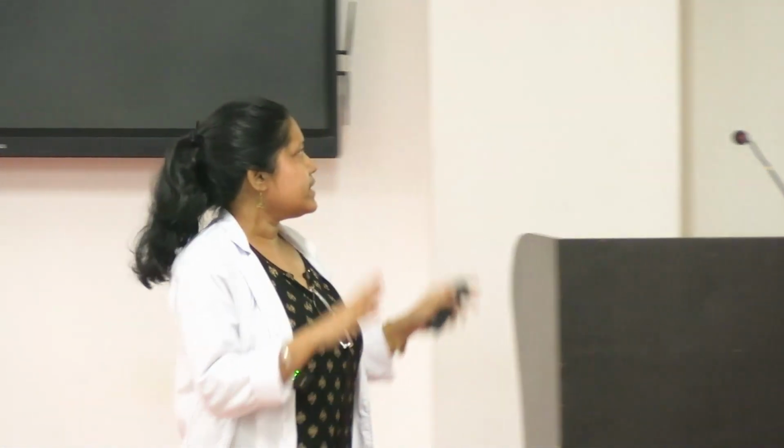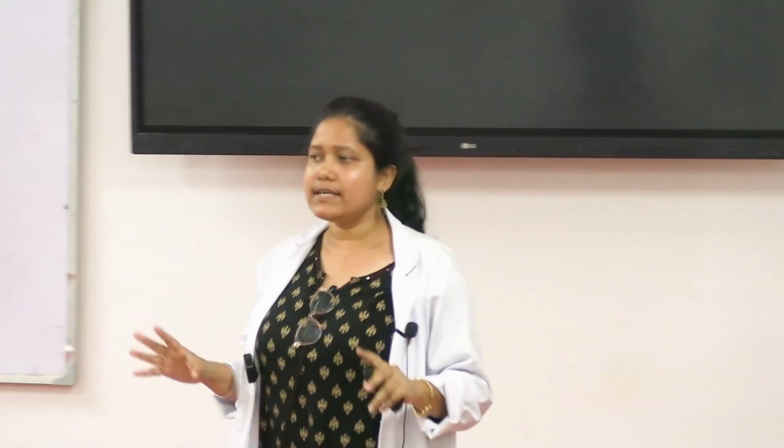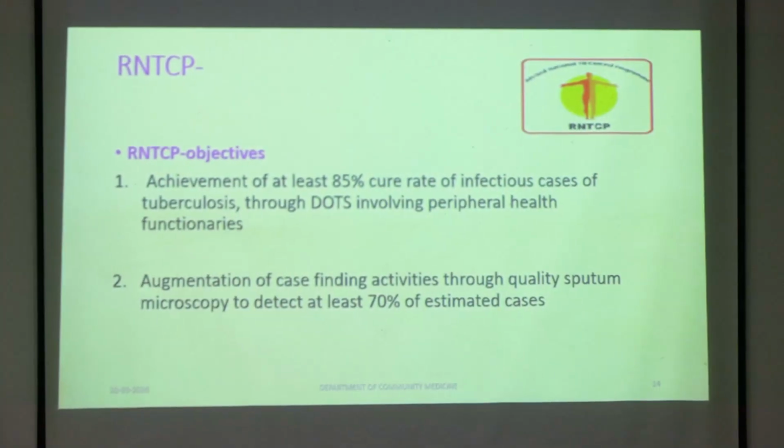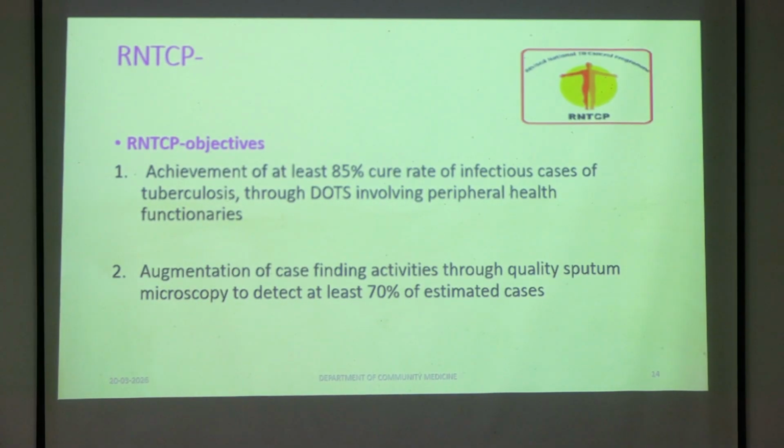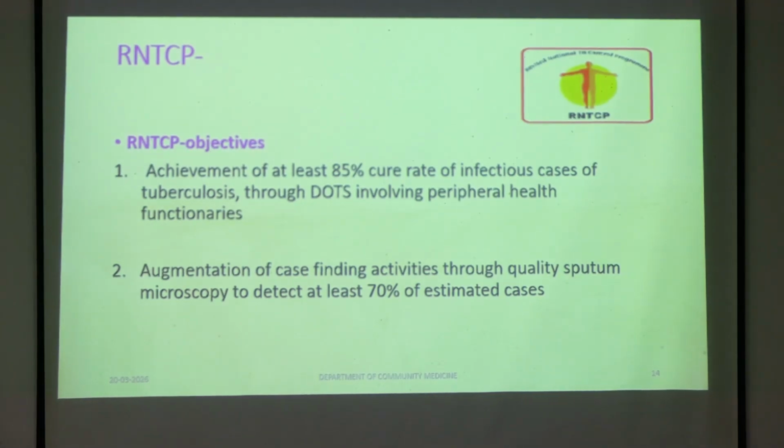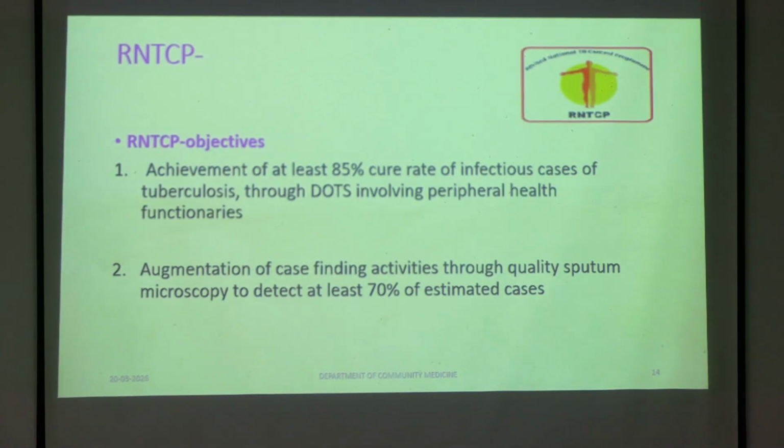So RNTCP, what are the objectives? This is very important. Achievement of at least 85% cure rate. For example, for 100 patients, if I am giving medications, 85% will get treated and they will be free from TB. And augmentation of case finding activities.